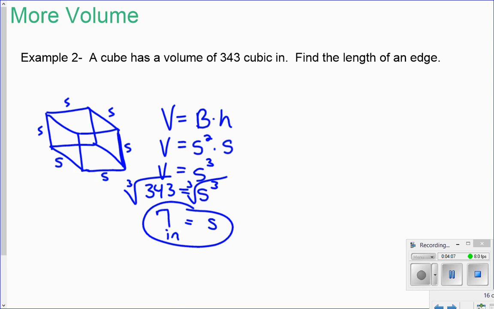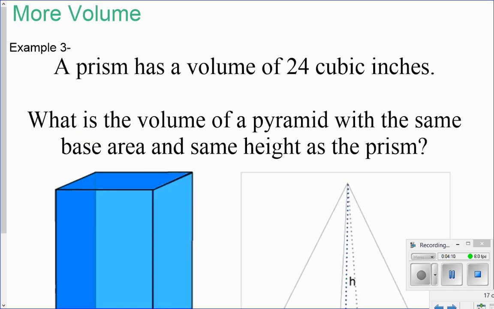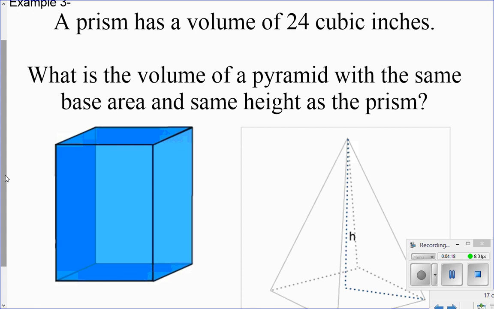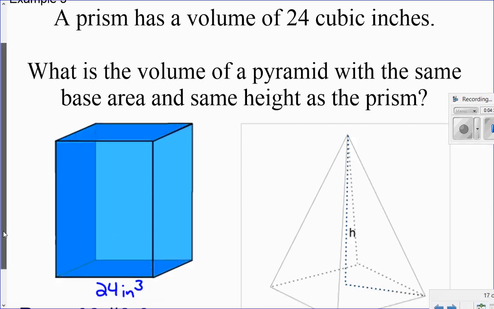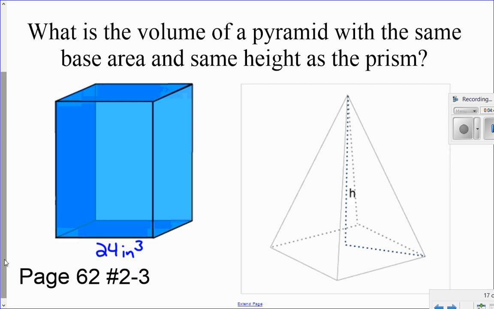One more example. So here we have a prism, and we know its volume is 24 cubic inches. So I'll just write that here. And then it says, what is the volume of a pyramid with the same base area and same height as the prism? So we can see here on the right-hand side, we have that pyramid, which has the same base area and same height.